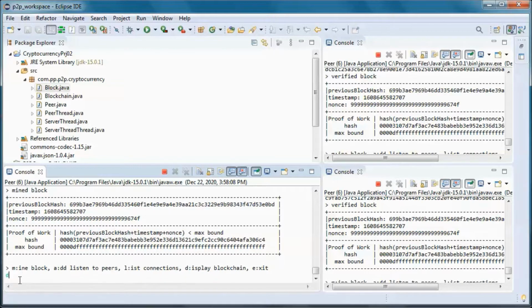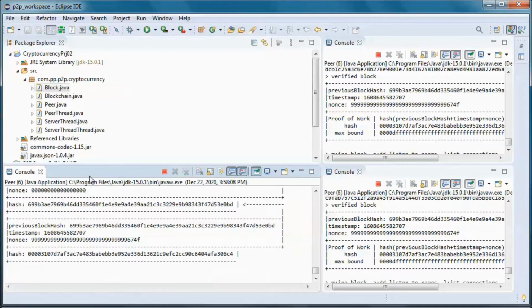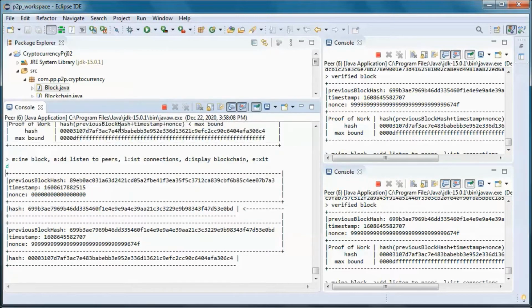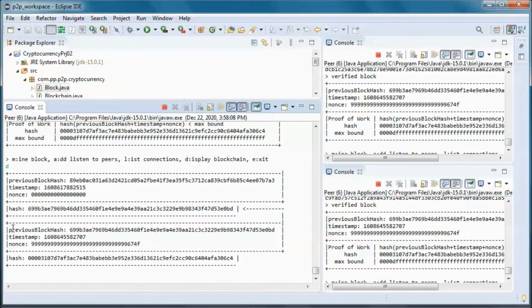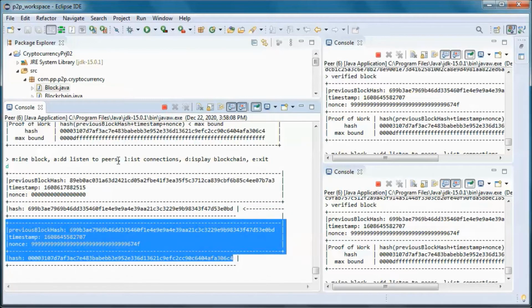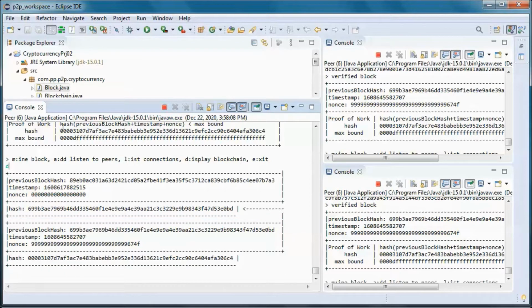And let's go ahead and display the blockchain. So we have two blocks. This is the Genesis block, and this is the block that we mined here. And the previous block hash is referring to the Genesis block hash.